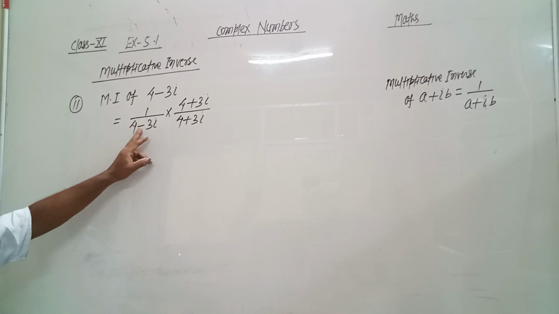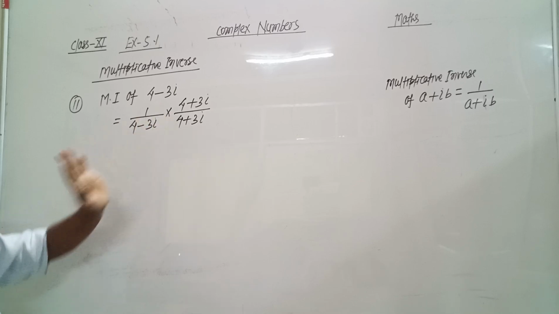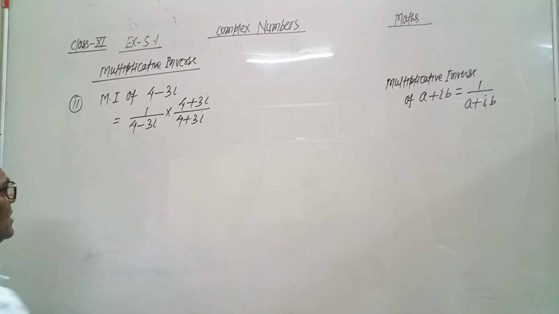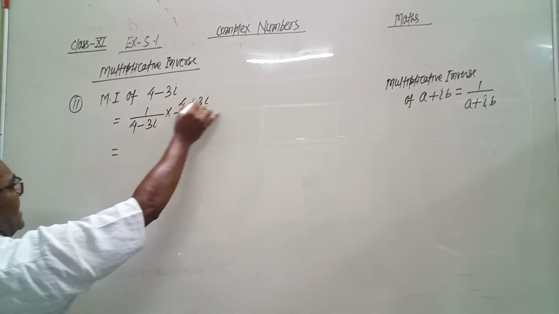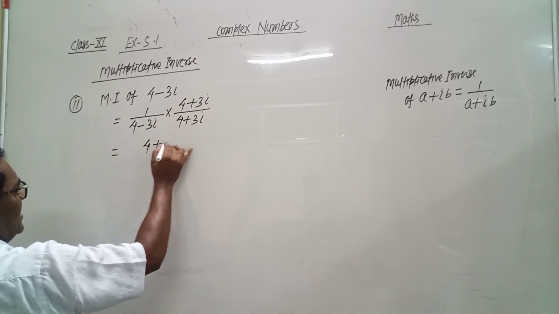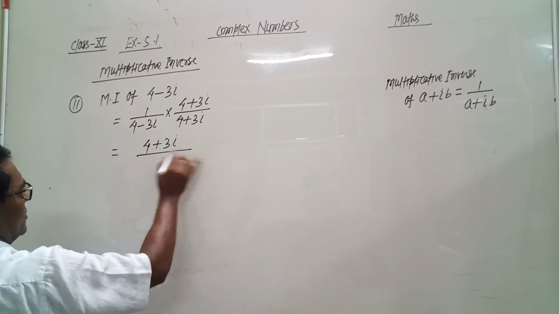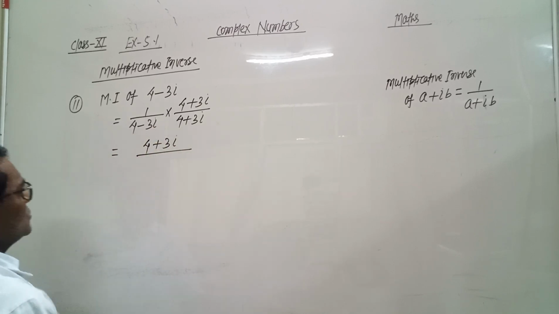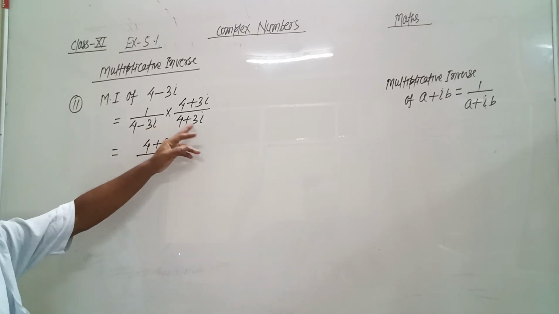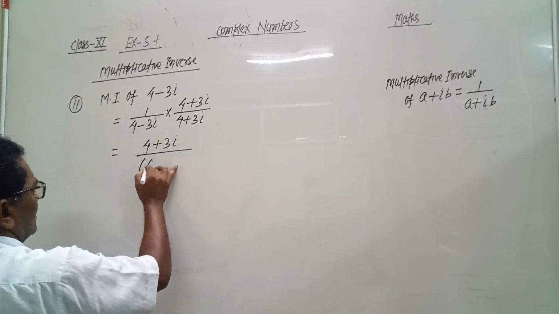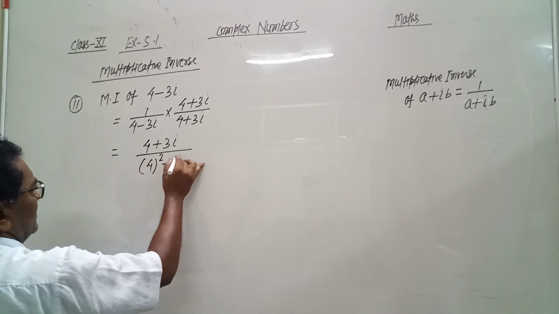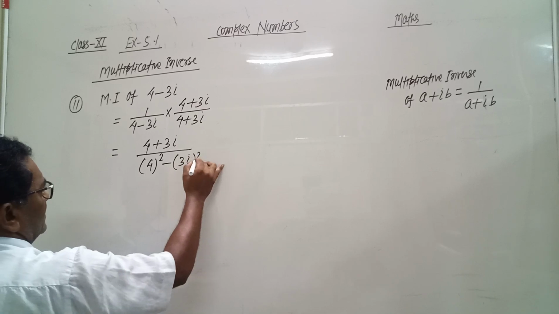इमेजिनरी पार्ट के अपोजिट साइड से न्यूमरेटर और डिनोमिनेटर में मल्टीप्लाई करेंगे सॉल्व करने के लिए. So in the numerator place we get 4 plus 3 iota, and in the denominator we will solve. We use the identity a minus b into a plus b. This is a square minus b square.